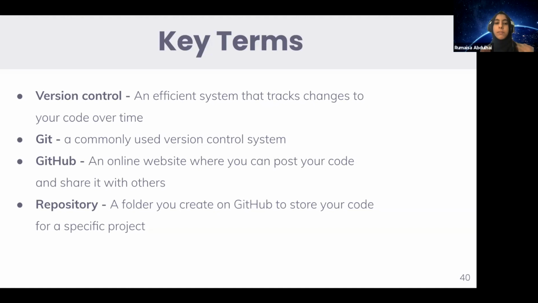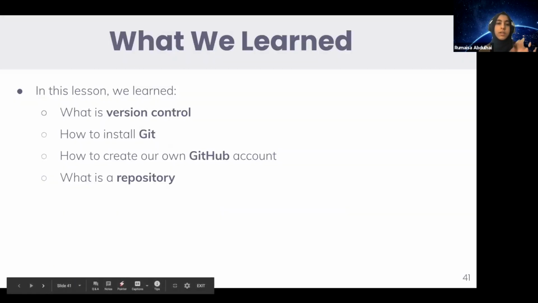Git is a commonly used version control system that we will use for this class. GitHub is a website where you can post your code and share it with others. It uses Git version control. And lastly, a repository is a folder that you make on GitHub to store your code for a specific project. You can make as many repositories as you want, and again, they can be public or private. So these are all of the terms. We learned what version control is, we installed Git, we made our own GitHub account, and we also learned what a repository is.